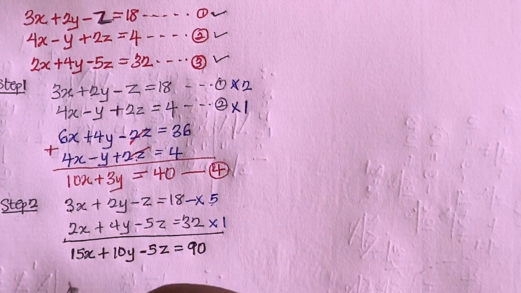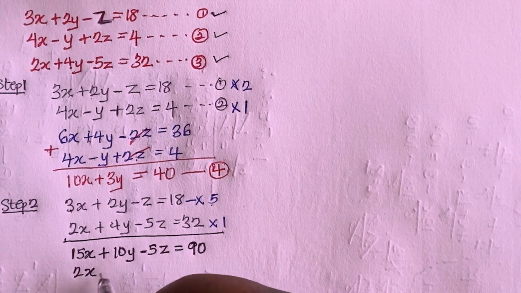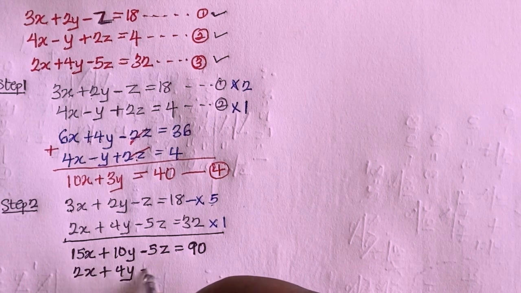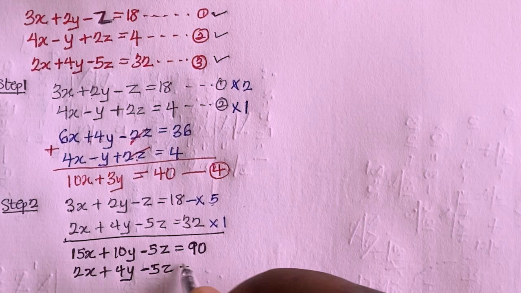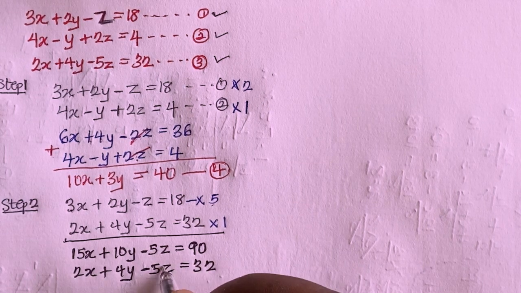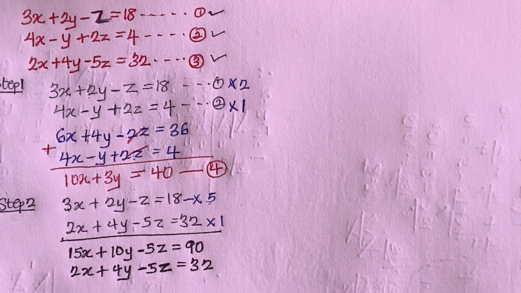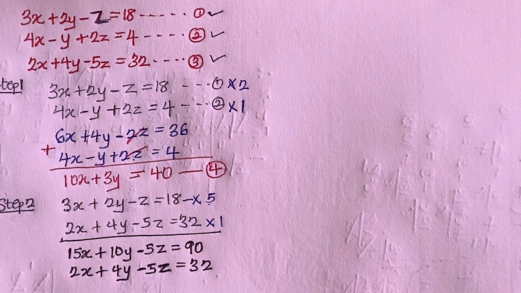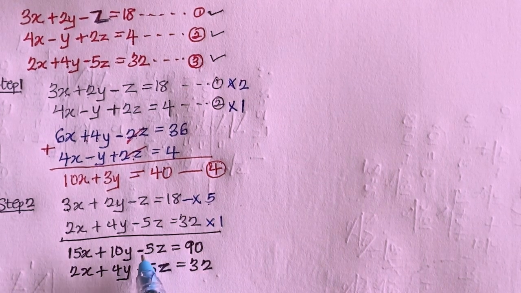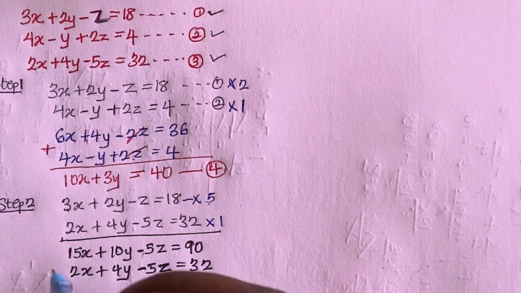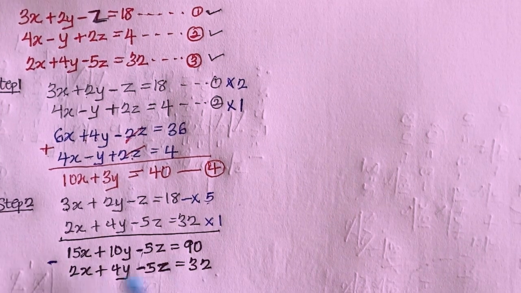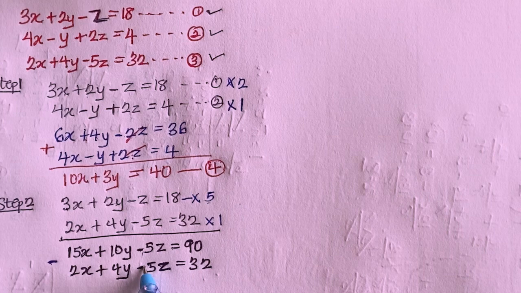Then the next one, that means I'm going to have 2x plus 4y, right? Then minus 5z equals 32. Now the next thing is, are you going to add or subtract? If you look at the coefficient of this z here, it is minus on both sides. Then if you simply subtract, minus times minus is going to turn to what? Plus, exactly.